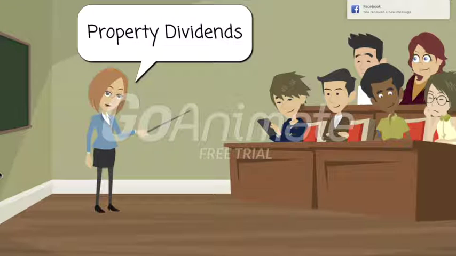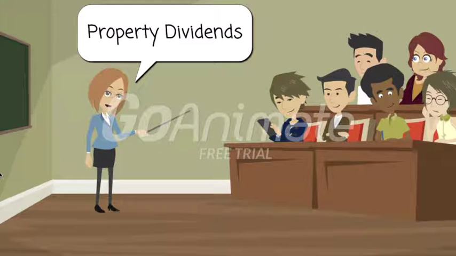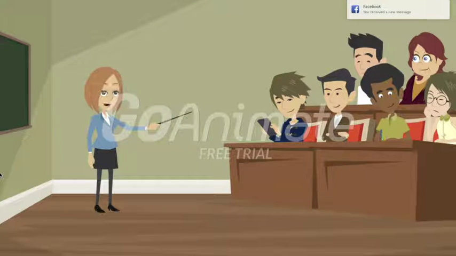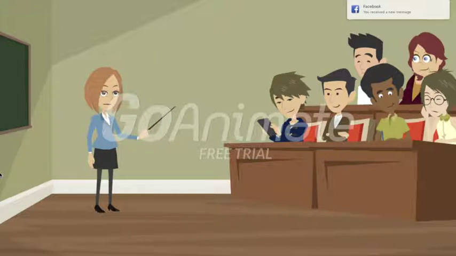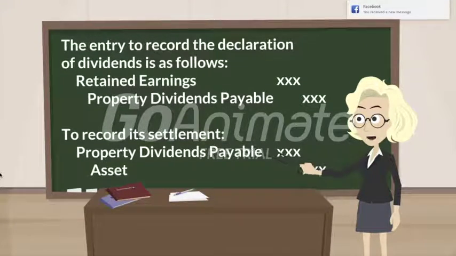Now we have the property dividends. When distributing this dividend, the fair market value of the asset is to be followed and the recorded amount must always be equal to its fair market value. This means that every time the fair market value of the asset changes, the amount recorded must be adjusted accordingly. To record the declaration and settlement of dividends, here are the entries.